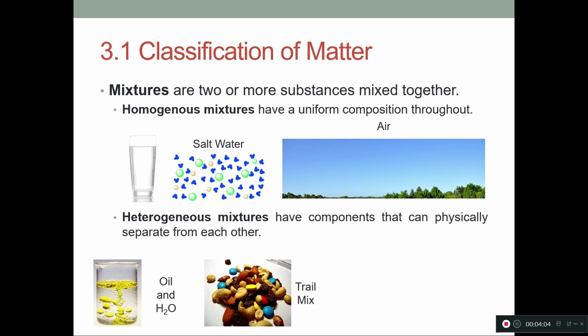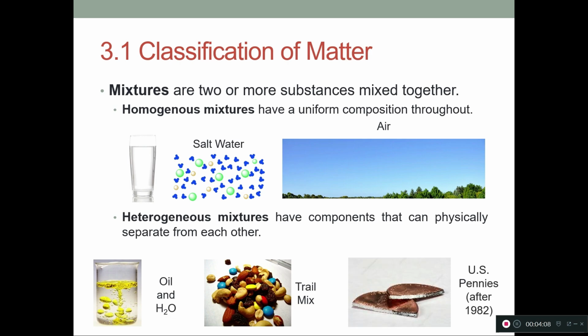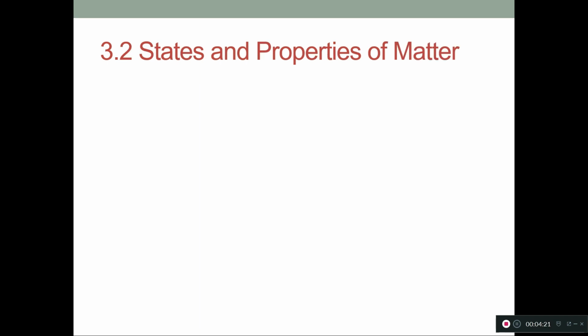Trail mix is another one. We see that there's a bunch of different things mixed together. Or US pennies after 1982, when they started using zinc on the inside and just coating it in copper. So we have two different things, the zinc and the copper, and that makes it a heterogeneous mixture of solids. And so when we talk about matter, we also have to talk about states of matter and properties of matter.